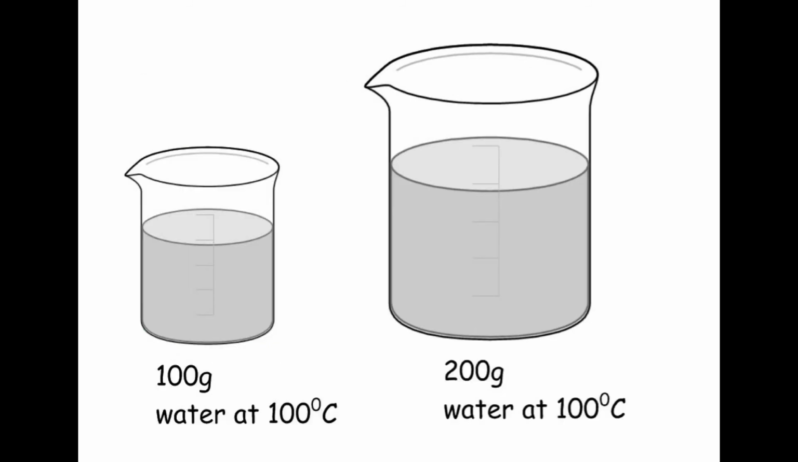Let's consider this situation. A beaker of water containing 200 grams of water and another beaker containing 100 grams of water. Both are at the same temperature. The large beaker has twice the mass of water and it is the same temperature as the smaller beaker. Therefore, it must contain twice as much energy.